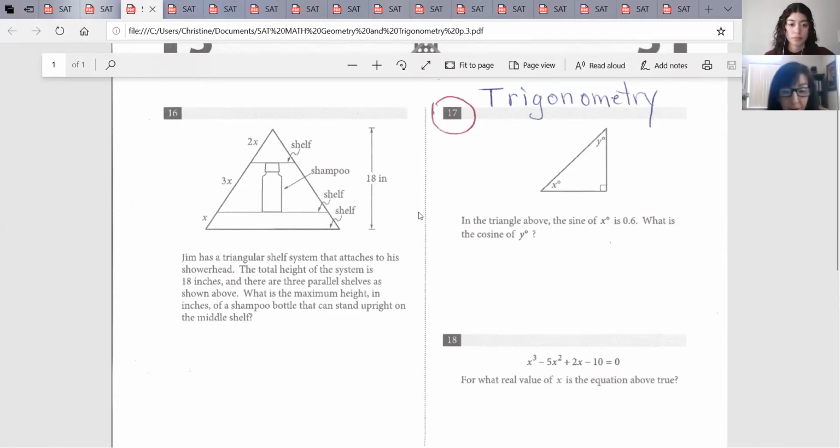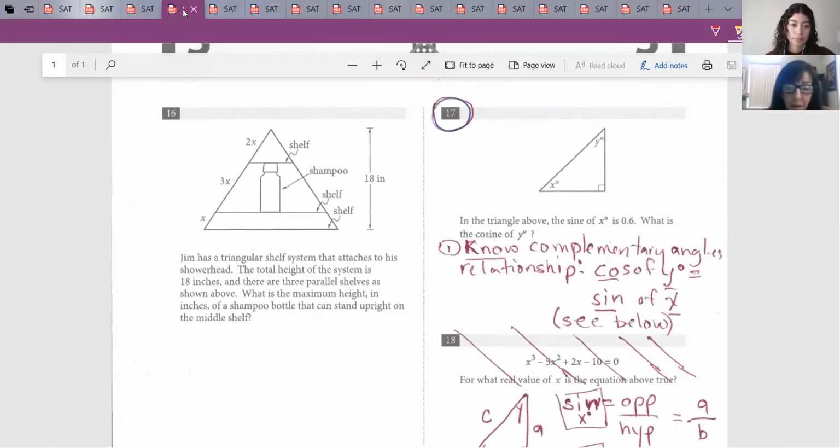So reread the question. It's a right triangle. And here we go. The most important part about this is that you want to know the complementary angles relationship between sine and cosine. Otherwise, you're stuck having to label everything and solve, saying sine of x is 0.6, which would be 6/10. Way too much work, and not necessary about 85% of the time.